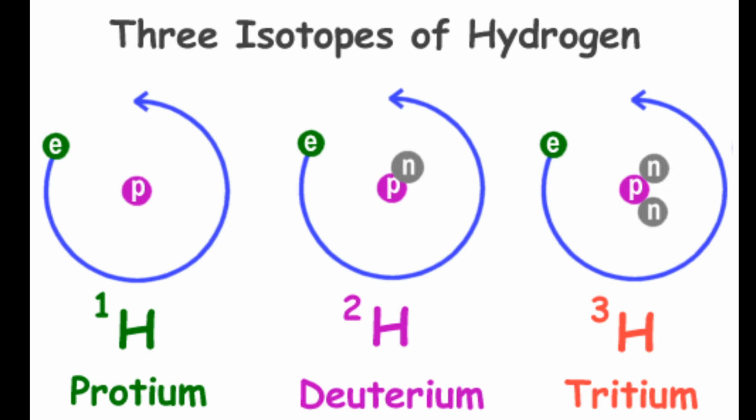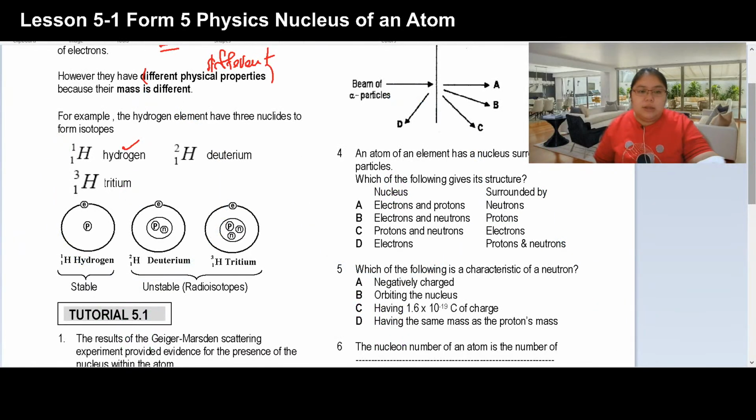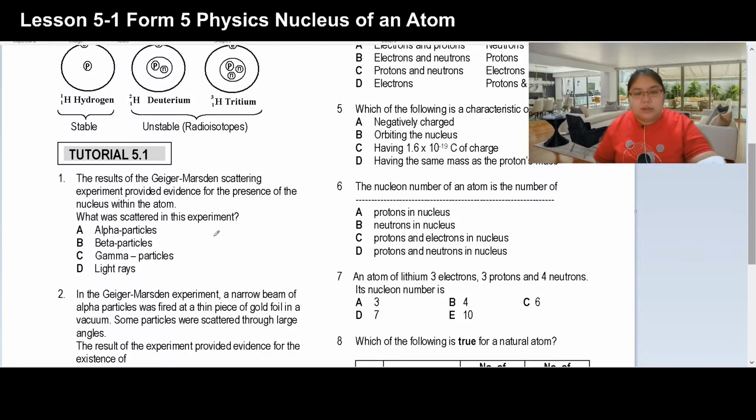Then we go through to the following. Now we start with the tutorial. Let's see the first one. The result of the Geiger-Marsden scattering experiment showed the presence of the nucleus within the atom. What was scattered in this experiment? We never used any negative particles, we just used alpha particles. So the answer should be A.